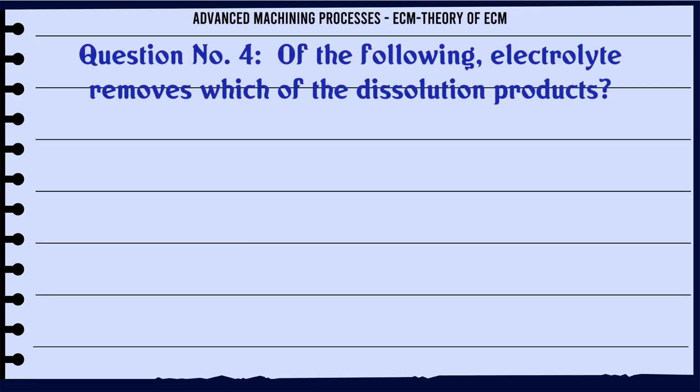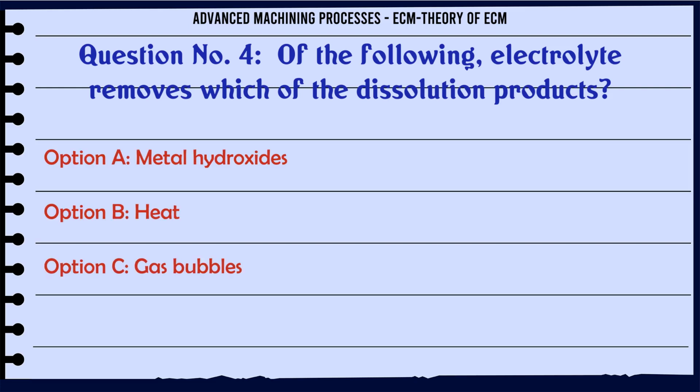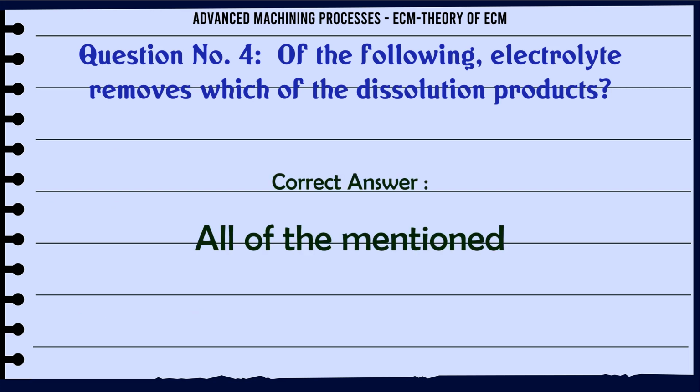Of the following, electrolyte removes which of the dissolution products? A: metal hydroxides. B: heat. C: gas bubbles. D: all of the mentioned. The correct answer is all of the mentioned.